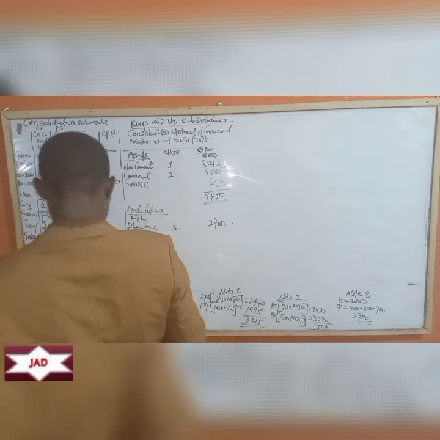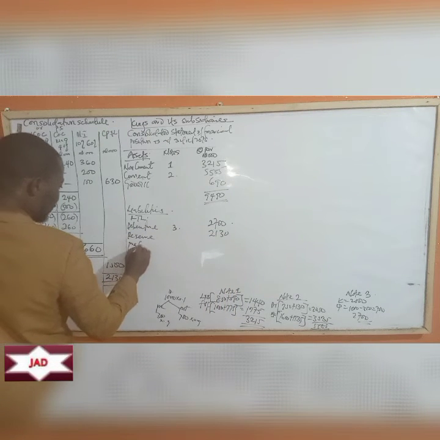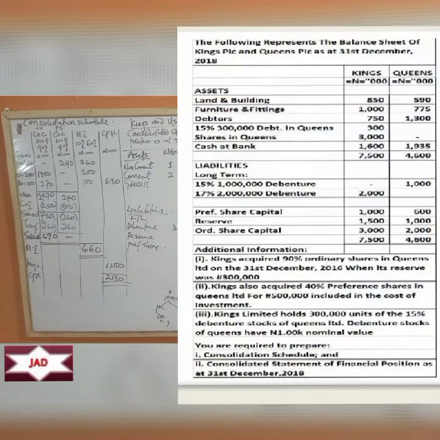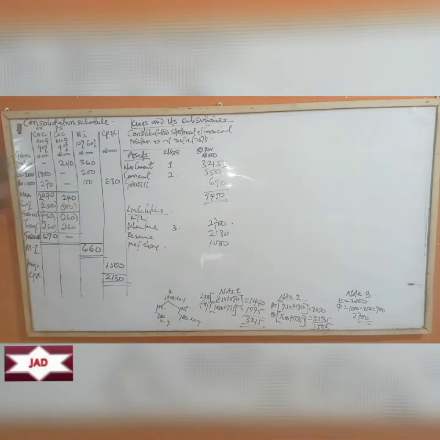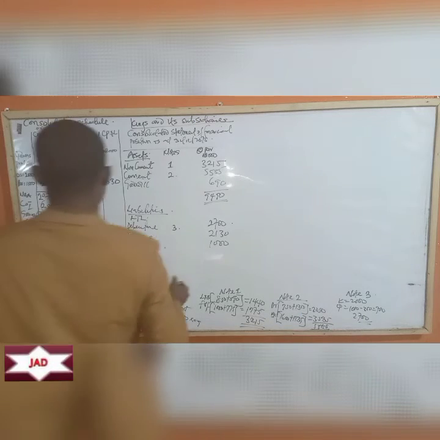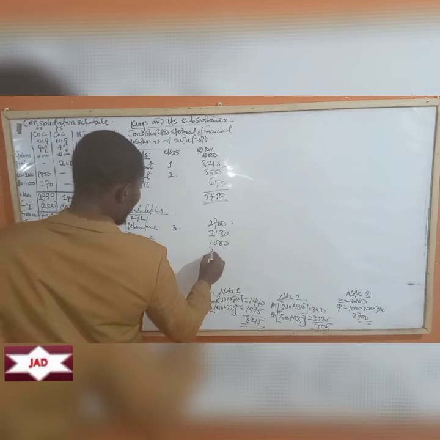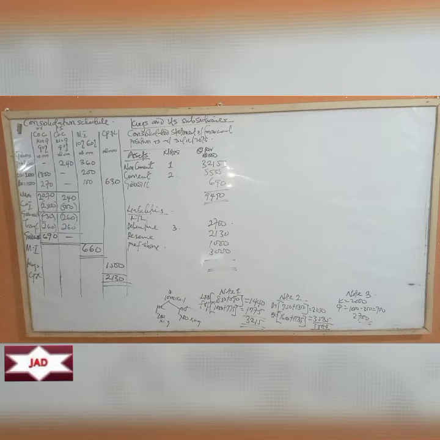So all our reserve? Reserve here is 2,130. So we have preference shares. What's the preference share of the holding company here? 1,000. We have 1,000. Then what do we have? Ordinary share. Ordinary share here is what? 3,000. So we add up, what do you have? Excuse me, minority interest.